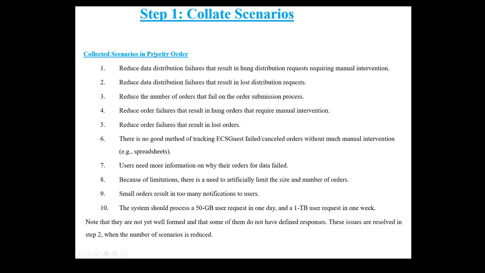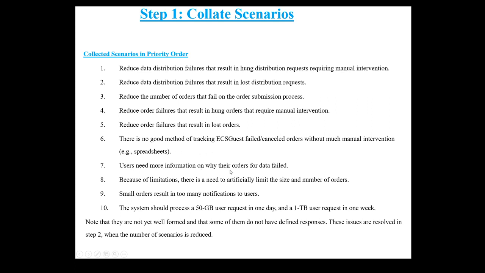So scenarios are collected in priority order. Reduce the data distribution failures, which requires manual intervention, so that the low distribution requests can be reduced. Like that, the submission process requires manual intervention and has lost orders, and there is a need for a good method of tracking ECS failed and cancelled orders with much manual intervention, for example using spreadsheets.